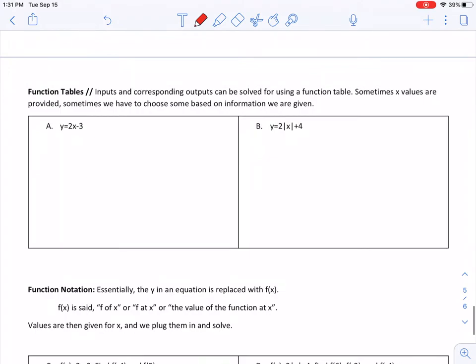Okay, talking about function tables. Inputs and corresponding outputs can be solved for using a function table. A lot of times we have inputs and outputs when we're working with equations. One of the things that we like to use if we have not been given numbers to work with is what we call our 5 favorite numbers, and that's going to be -2, -1, 0, 1, and 2.